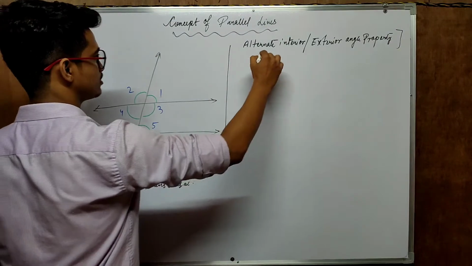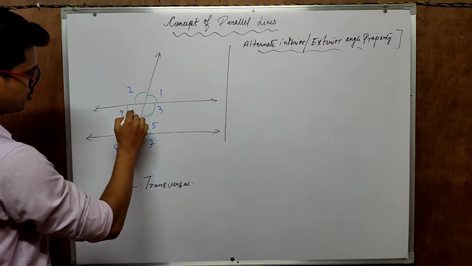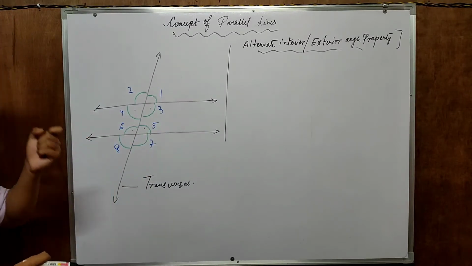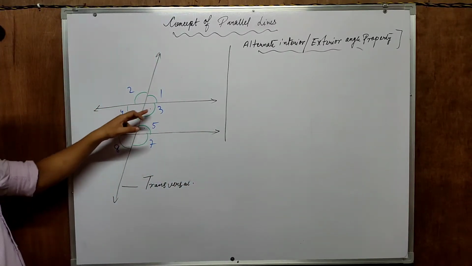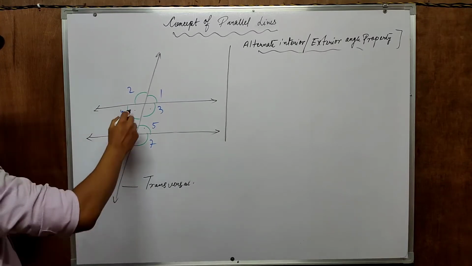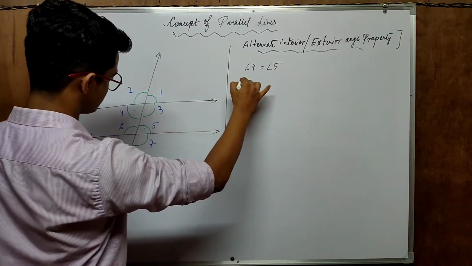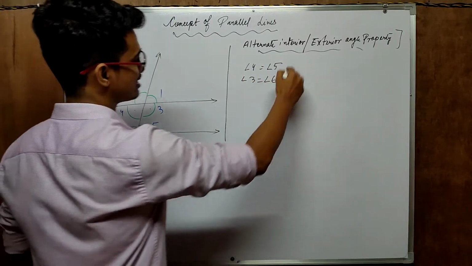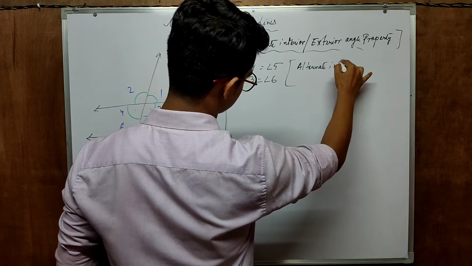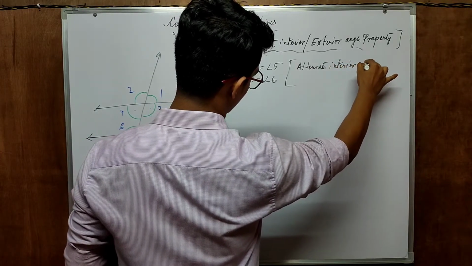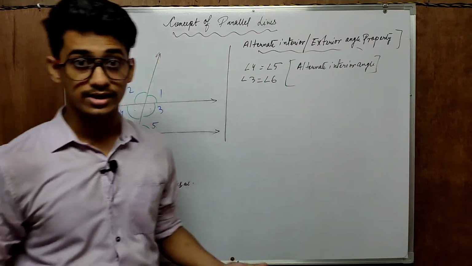Interior means in the middle portion. So how many angles are there? There are 1, 2, 3, 4. 4 angles are there. So alternate interior angle is saying that the two crossover angles are absolutely equal to each other. That means the cross angles are angle 4, which is equal to angle 5, and angle 3 is equal to angle 6. So that comes under the alternate interior angle. Alternate interior angle.